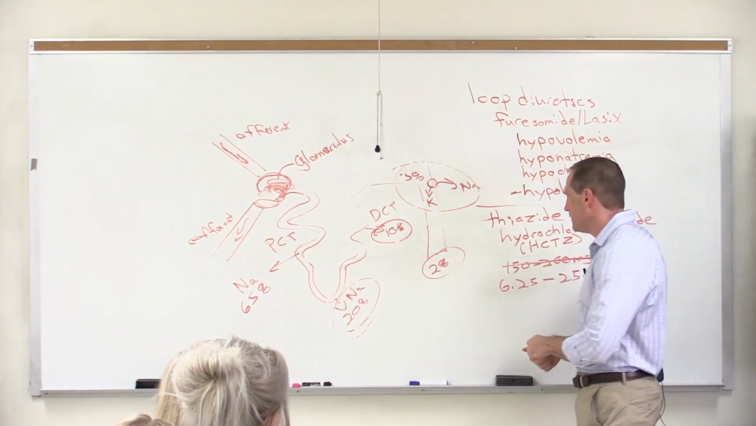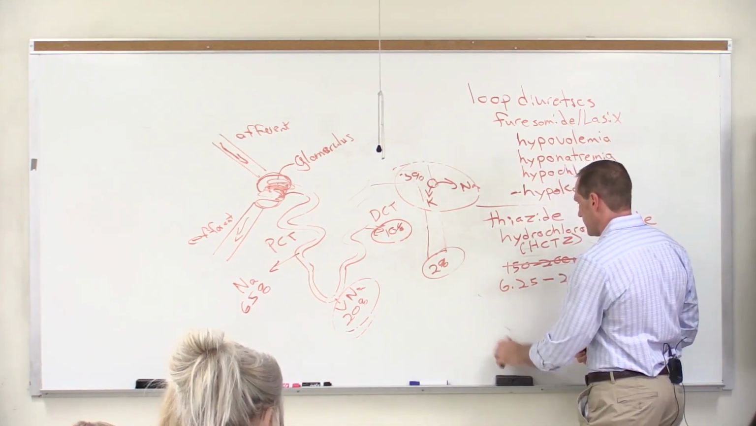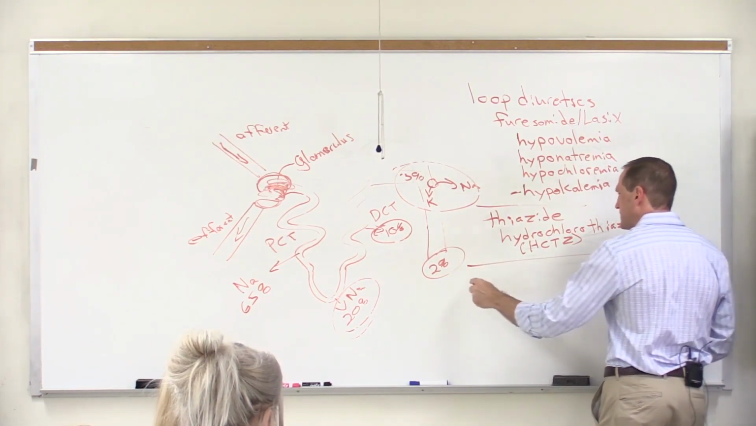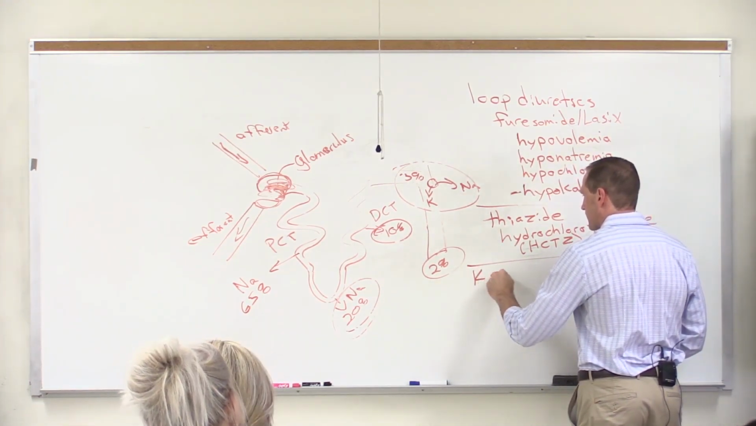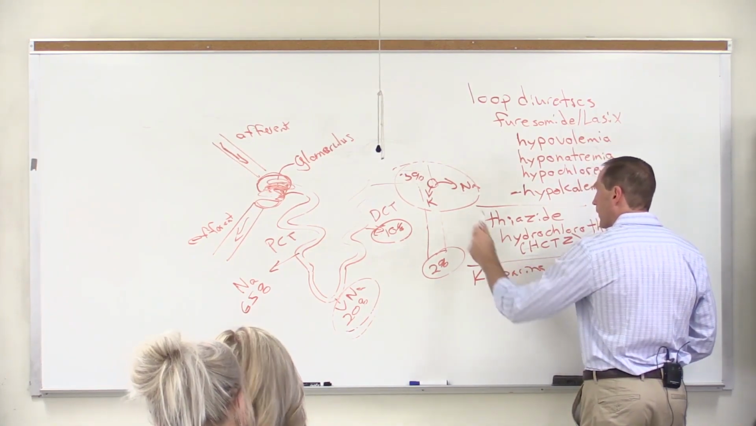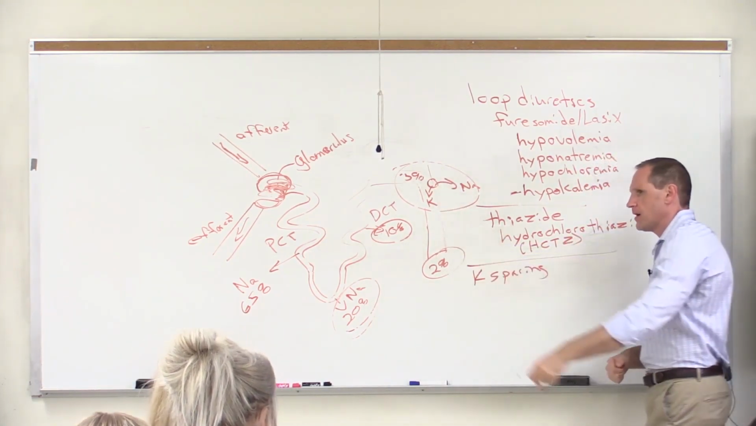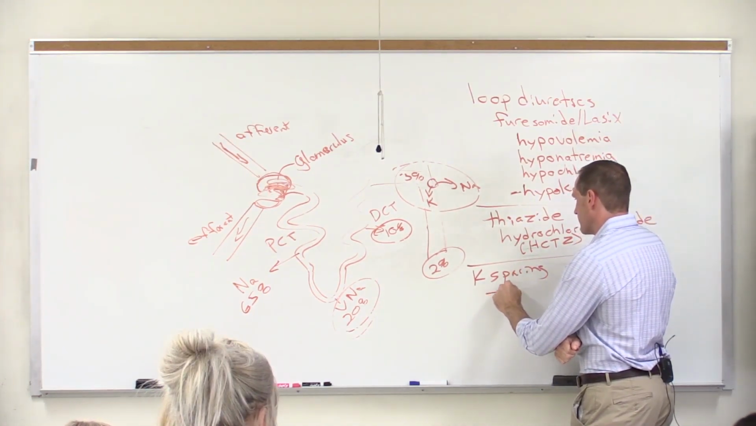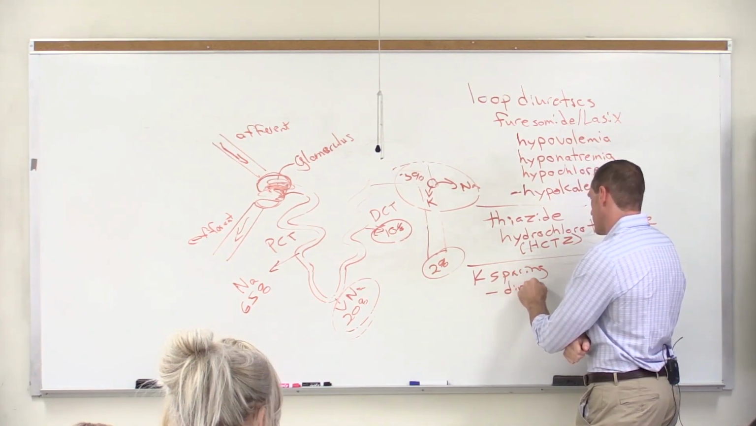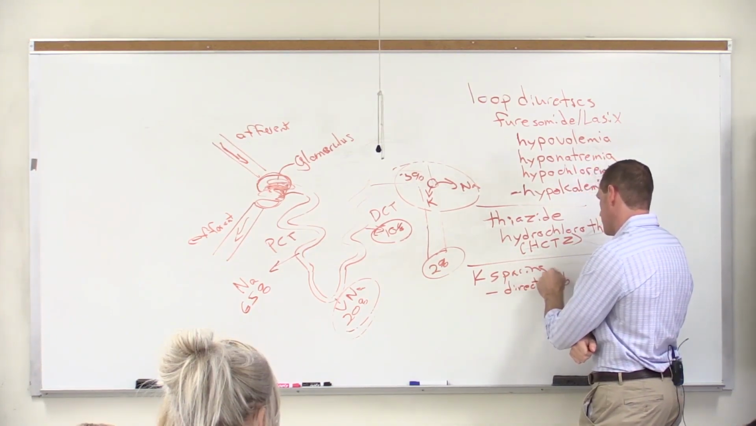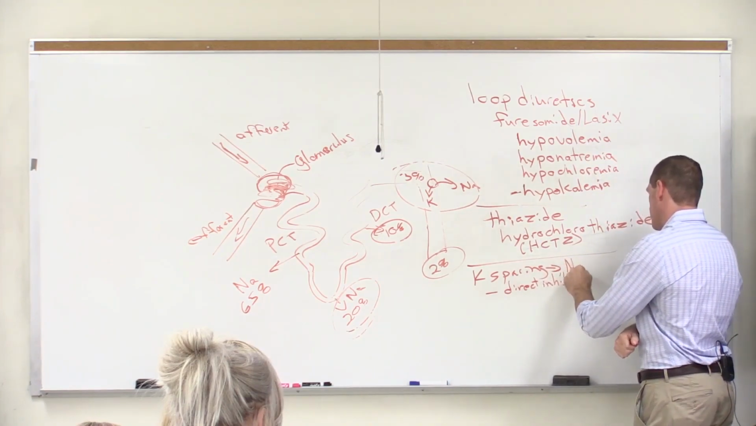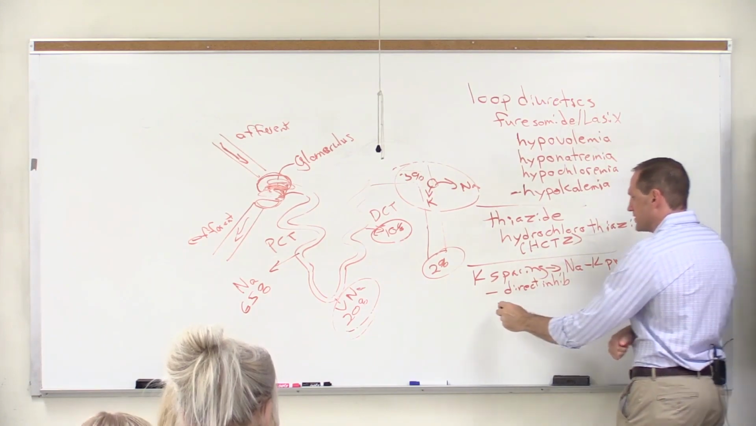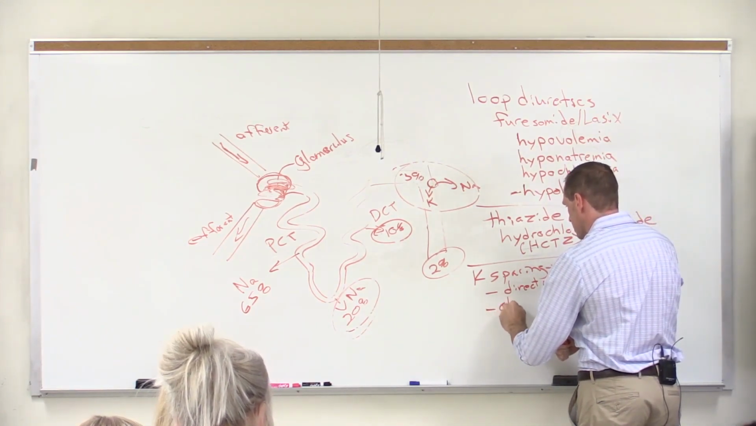Okay, so the next group is called potassium sparing. Potassium sparing diuretics work in the sodium-potassium pump, and they come in two forms. One is a direct inhibitor. And the second is aldosterone inhibitors.